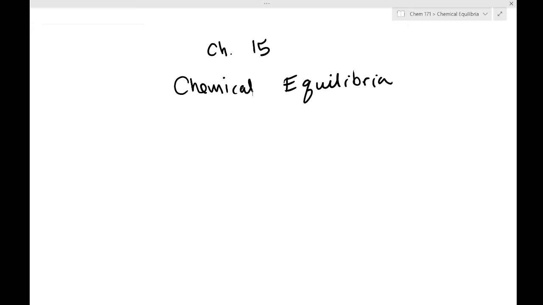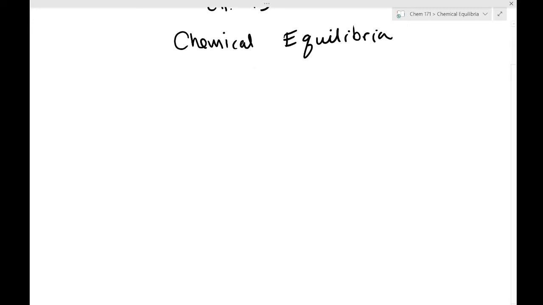Okay, we have finished chapter 14, so now it's time to move on to chapter 15, which is all about chemical equilibria. I've mentioned this a few times, kind of in passing throughout this semester, and maybe a little bit last semester, but mostly this semester. But now we're going to get into the nuts and bolts of what a chemical equilibrium actually is and what it means.